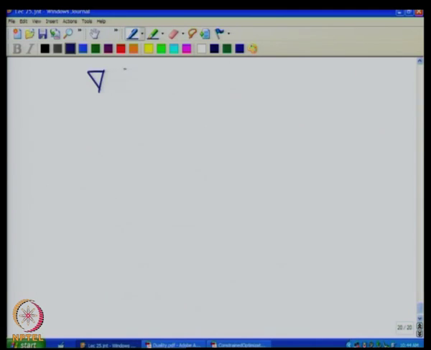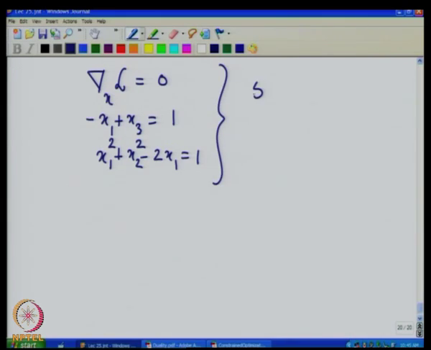What we need to do is find x such that the gradient of the Lagrangian vanishes and the two constraints are satisfied, because those are equality constraints, so they need to be satisfied. The other equality constraint is x1 square plus x2 square minus 2 x1 equal to 1. So, in all we have 5 variables, x1, x2, x3 and then mu 1 and mu 2, and we have 5 equations. So, we have 5 equations and 5 unknowns.